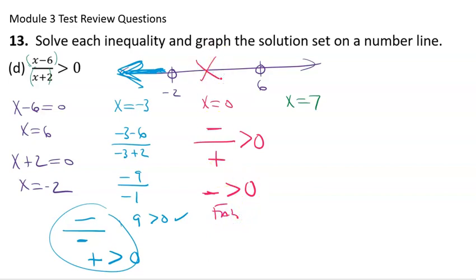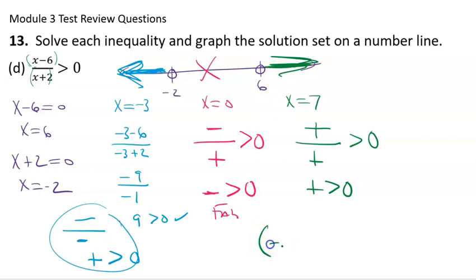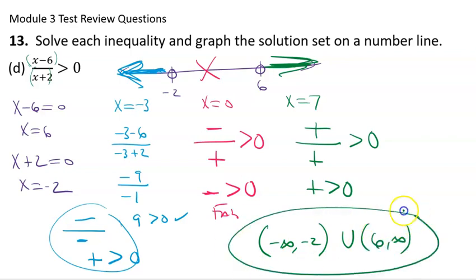Let's try it again with 7. Now, 7 plugged into that numerator. 7 minus 6 is a positive 1, so it's positive. 7 plugged into the denominator. 7 plus 2 is 9. That's positive. A positive divided by a positive is a positive. Is that greater than 0? You bet it is. So my interval, everything shaded, is negative infinity to negative 2, parentheses, union 6 to infinity. And we're leaving out that middle interval right there.